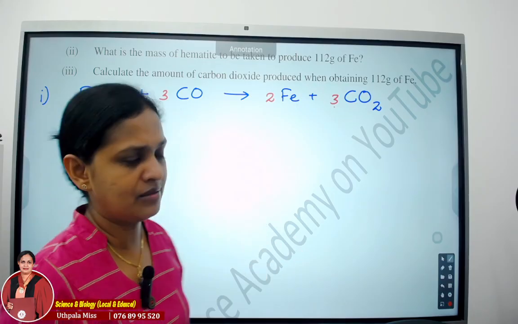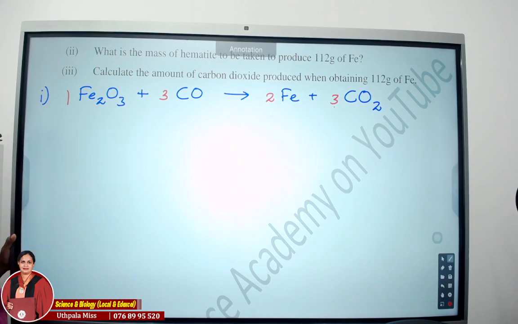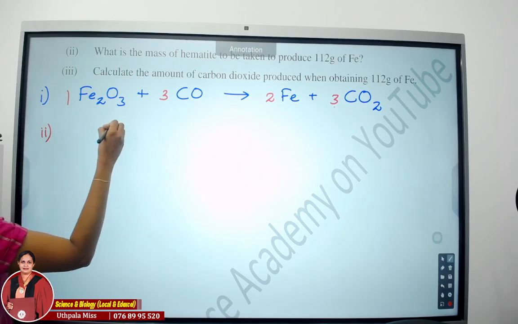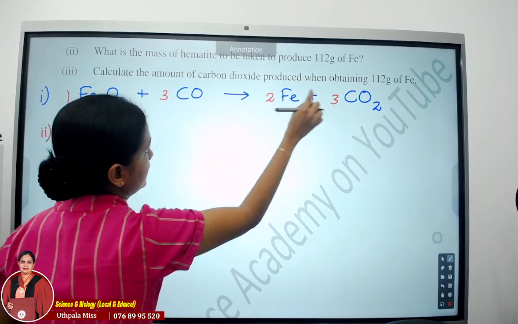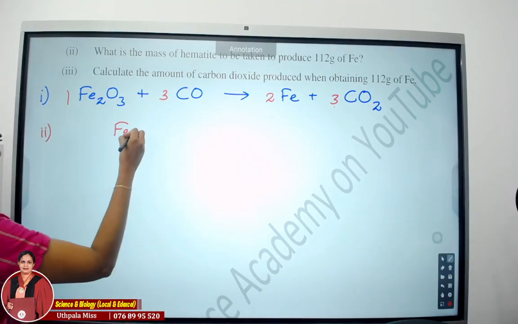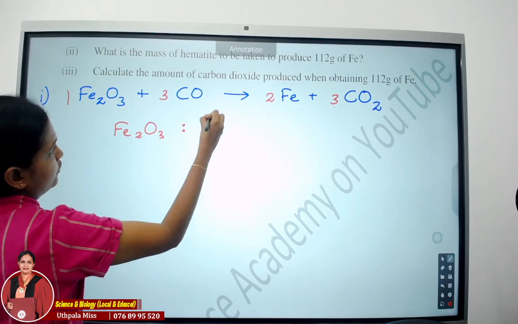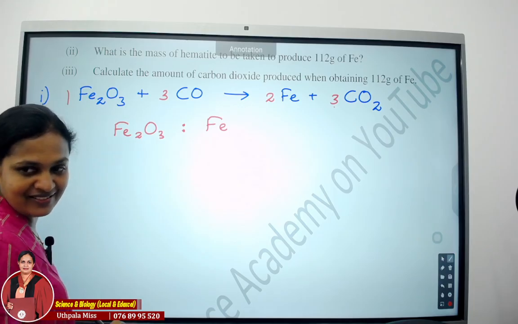Then what is the molar ratio? There is no number here, which means there is the number 1 there. We don't write 1, that's why nothing is written. If we consider the molar ratio, the number of moles has been written in front of each. So Fe2O3 is to Fe. What is the molar ratio?